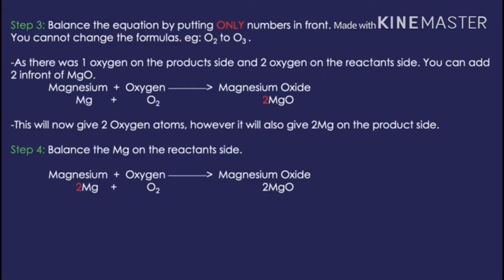And this leads to step 4, where you balance the magnesium on the reactant side by placing a 2 in front of magnesium. So now you end up with 2 magnesium atoms on the reactants and product side, as well as 2 oxygen atoms on the reactants and product side.